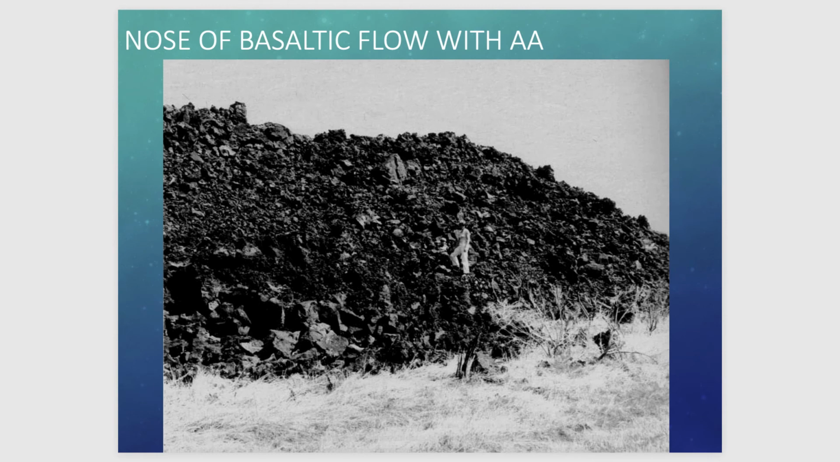This is an example of an aa type lava, so you can see it's mostly clinkering, represented by blocks of different size, which is essentially the crust breaking down because of the mass of lava that is pushing, and we have this clinkery appearance that is characteristic of these aa lava flows.